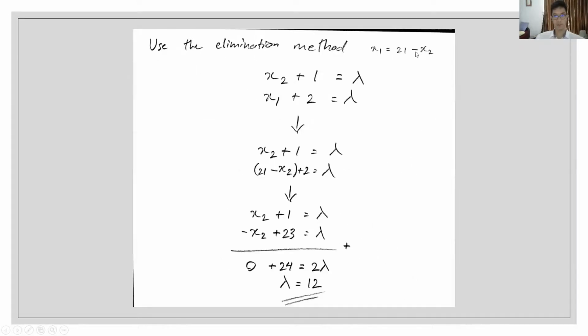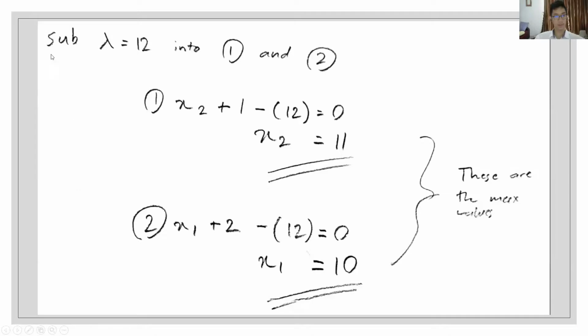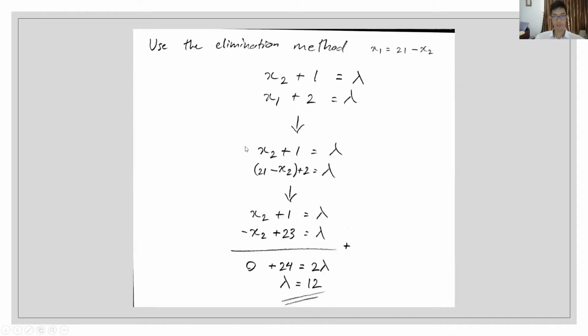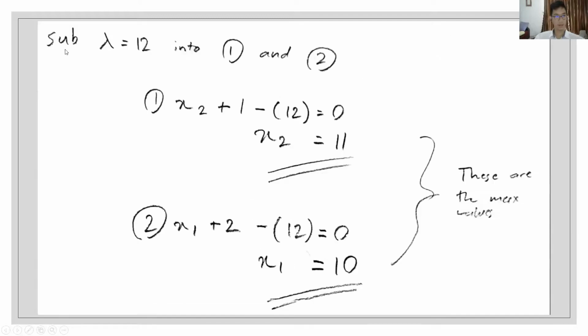Okay, so now we can use the elimination method with x1 equals 21 minus x2 in these equations, and we will be able to find the lambda value of 12. Now that we have the lambda value of 12 from this elimination method, we can substitute that into equation 1 and equation 2, and we will find the max values of x2, which is 11, and the max value of x1, which is 10.